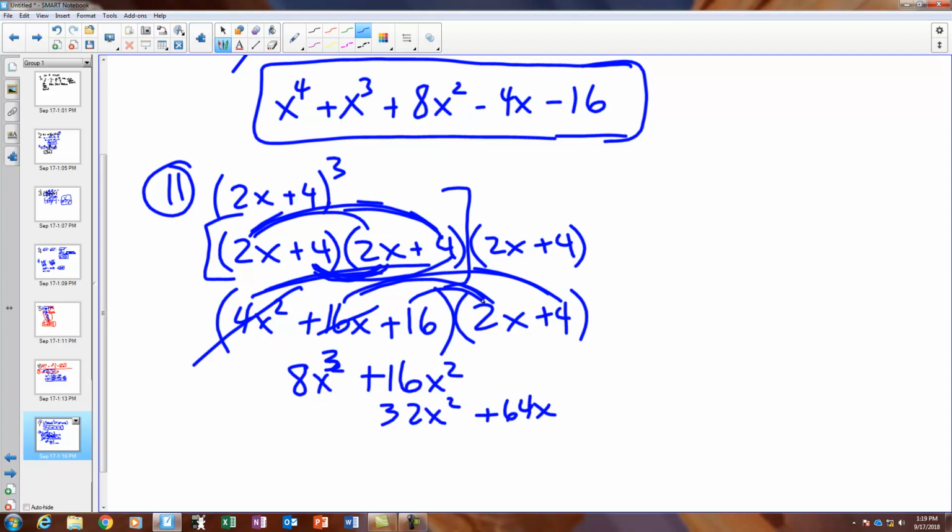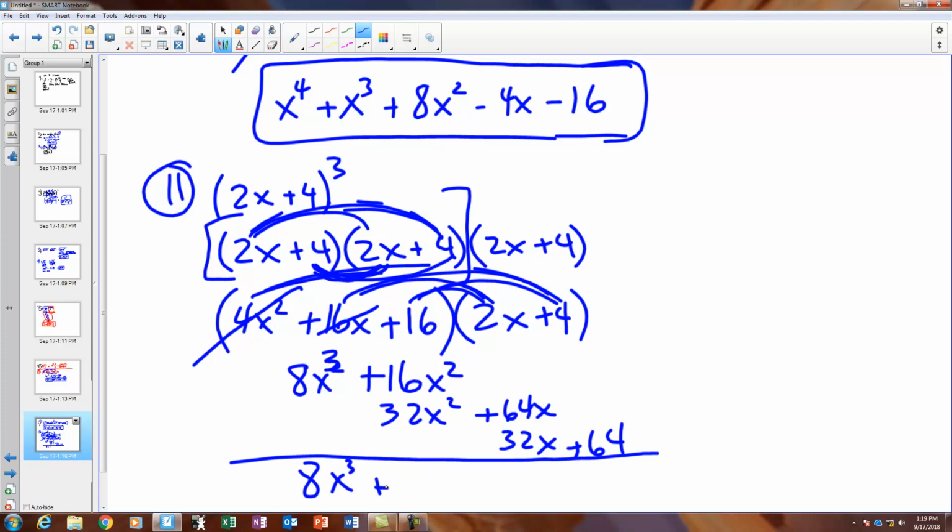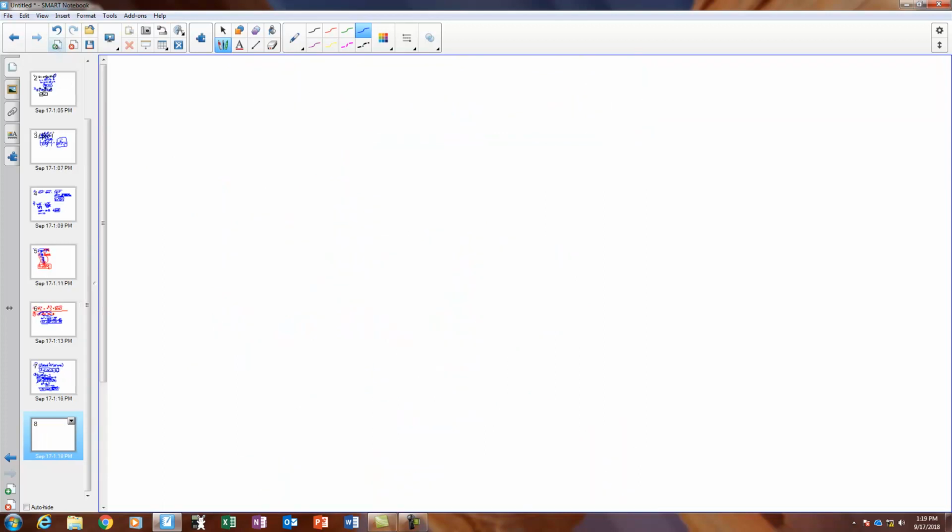And then 16 times 2x is 32x. And 16 times 4 is 64. Leaving me with a grand total of 8x cubed plus 48x squared plus 96x plus 64. And that should be the end of number 11. After 11, we get into the factoring for the next 5 or 6 questions.